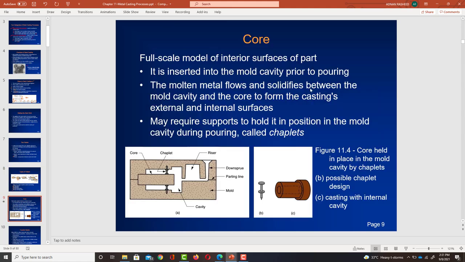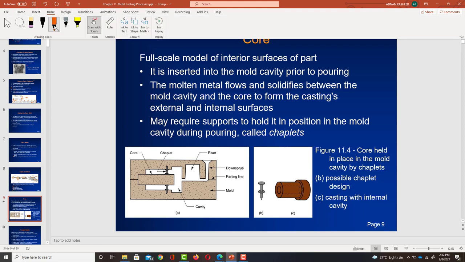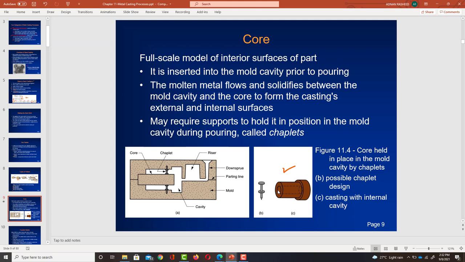Now what is core? As you know, if you have any part that has internal features, then for the part to be cast with an internal feature, you have to design the core as well. Core is a full size model of the interior surface of the part. If you look at this example, this part is produced by casting operation. There is a hole, and this hole is due to this core. This core has been placed in the mold cavity, and when you pour the molten metal, it will flow and fill the area surrounding the core.